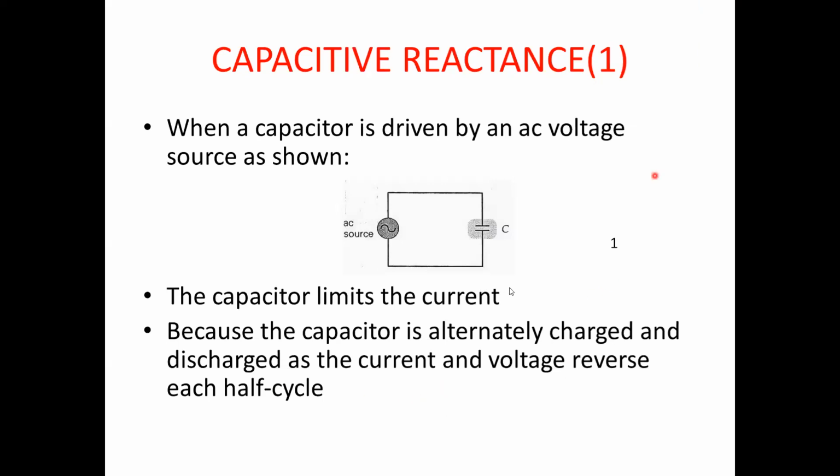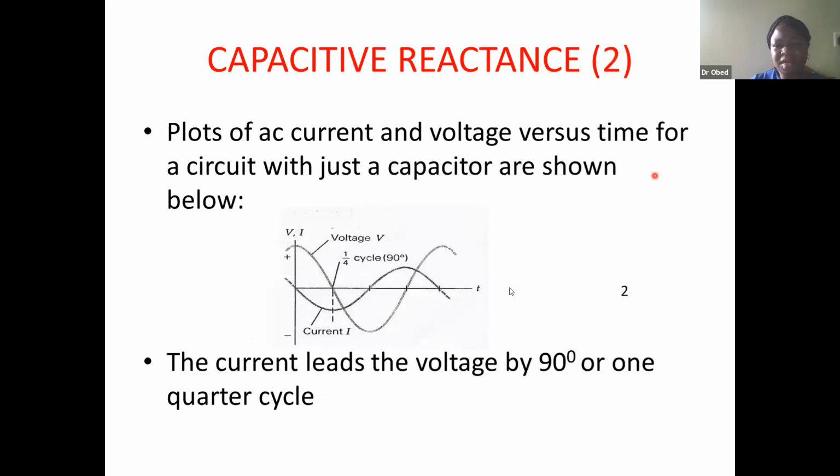For a circuit with just a capacitor, as shown previously, these are plots of the AC current and voltage versus time. This is the voltage, and this is the current. What can you observe here? You can see that the current is leading the voltage by 90 degrees, or 1/4 cycle.